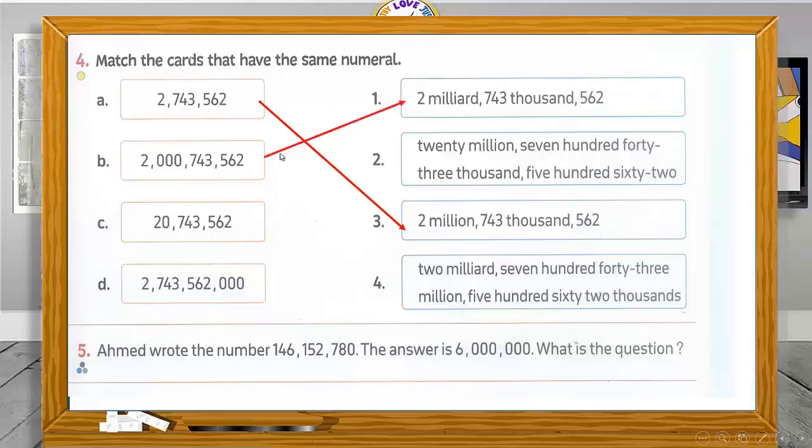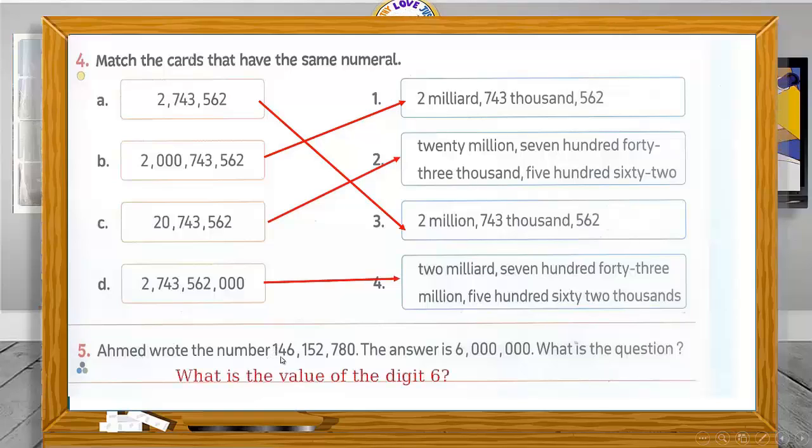2,743,562. Yes. Next one, 20,743. And here 2 million. This is 2 million, last one 4. Ahmed wrote the number 1,146,000,000. Number 5. Ahmed wrote the number 146,152,780. The answer is 6 million.